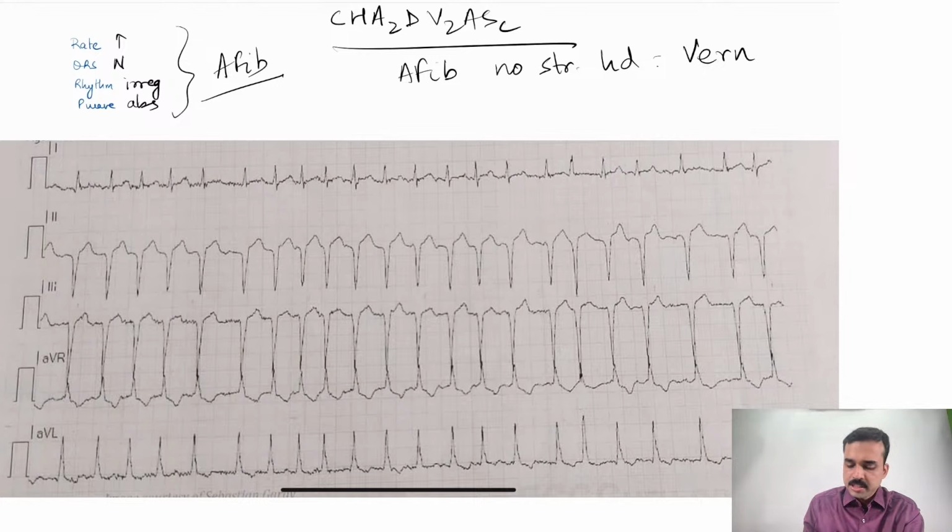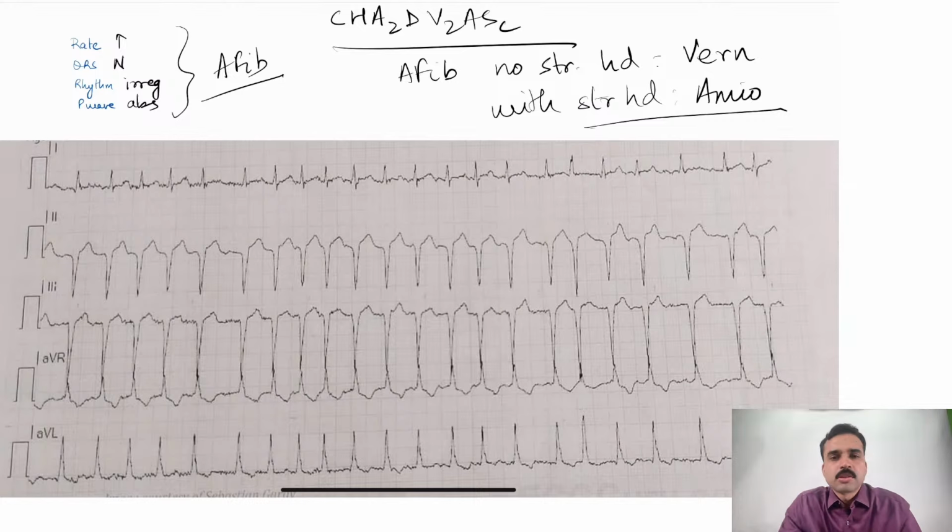Okay, whereas if the patient has structural heart disease, then the drug of choice would be amiodarone. So these are the options you can choose for atrial fibrillation. Okay, clinically, what would you see? The A wave would become absent.